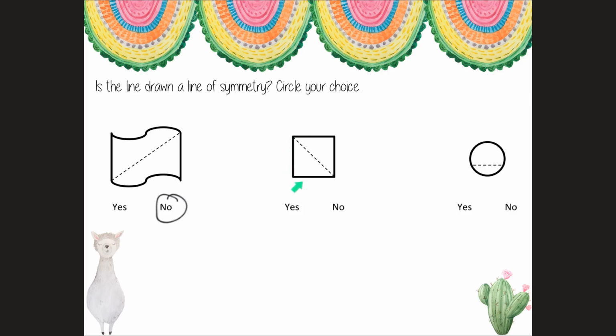What about this shape, our square? If we folded it along this dotted line, would it fold evenly in half? Our answer is yes, this one would fold. And finally, with our circle, if we were to fold this circle in half on this line, would it actually be in half? Would it be folded perfectly so that it met with the other side? The answer is no, it would not.